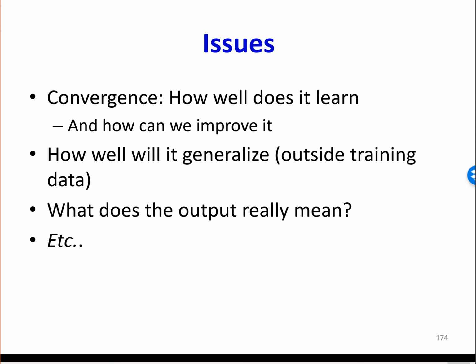There are some issues. We've seen how the entire training process can be set up, but there are some issues like, will it converge? How fast will it converge? And will the models that we have learned actually represent instances outside our training data? What does the output really mean? And so on. We'll deal with these in later classes.